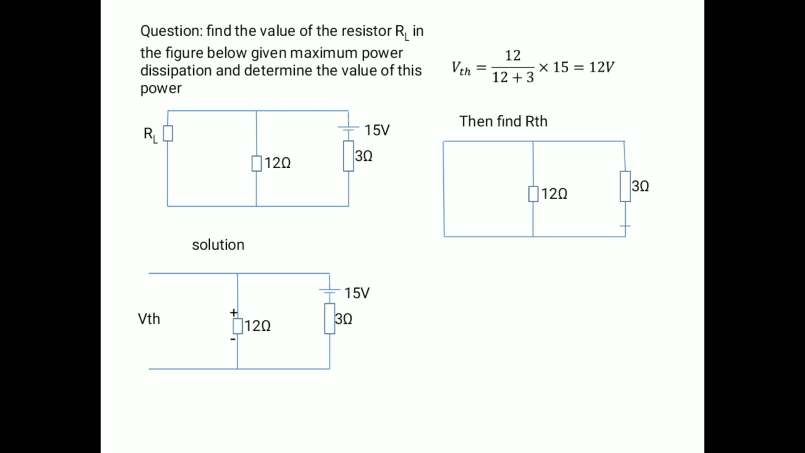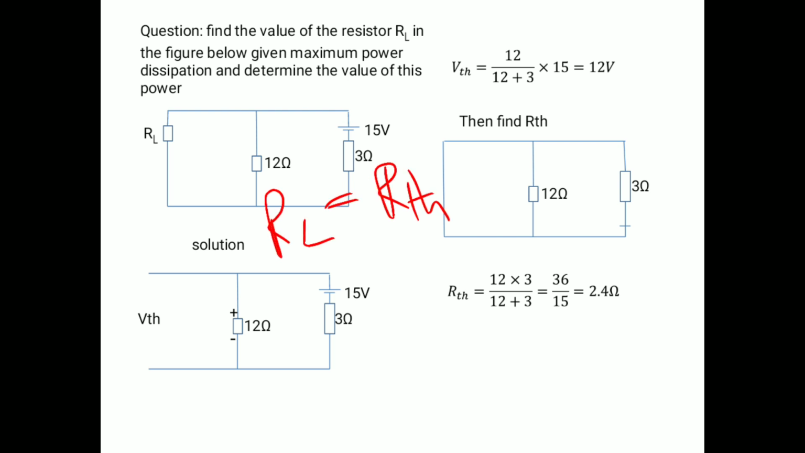They are no longer in series since all the voltage sources are closed. So we can find the RTH. The RTH will simply be 12 times 3 all over 12 plus 3, as the parallel connection between 3 and 12 ohms. And you see there we have 2.4 ohms. So we've answered the first question, which is to find the value of RL. We say that at maximum power, RL is equal to RTH. So we can conclude here that RL is also equal to 2.4 ohms.